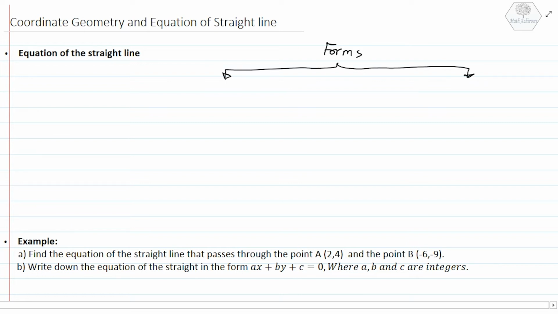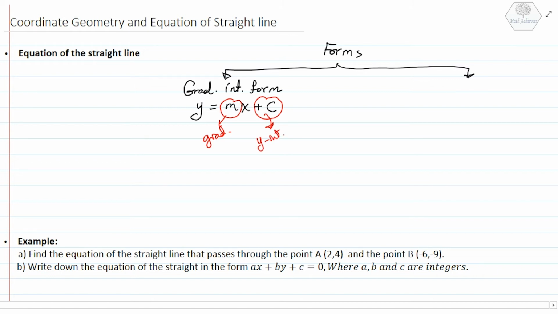The first form is the gradient intercept form. It comes as y equal mx plus c. Why do we call it the gradient intercept form? Because it directly shows me the gradient, which is m. This is the gradient. And it shows me the plus c, which is the y-intercept.